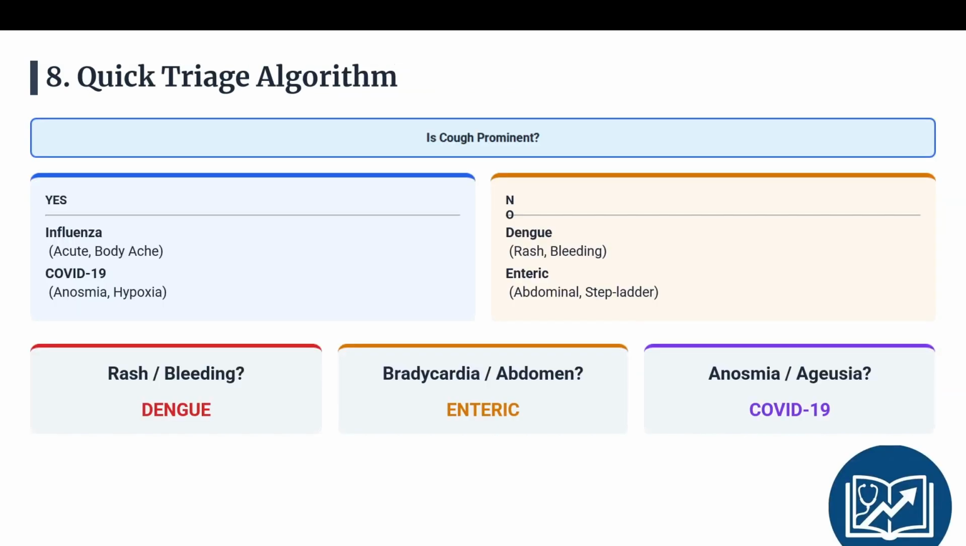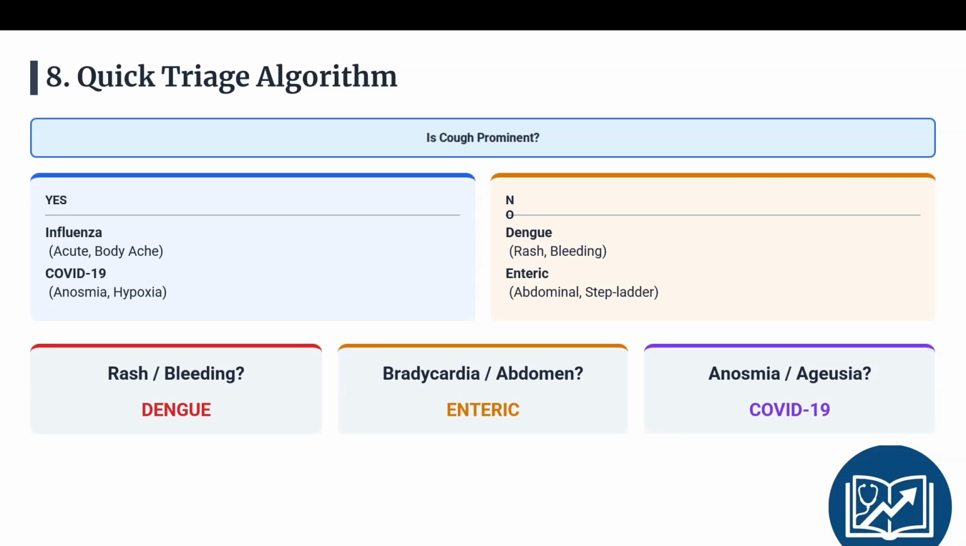So quick triage: is cough prominent? If yes, it is influenza. If there is acute body ache presentation in day 1 to 3, it's probably influenza. If the patient has anosmia and hypoxia as a finding, and mild low grade fever, elderly, presenting around day 3 to day 5, it's possibly COVID.